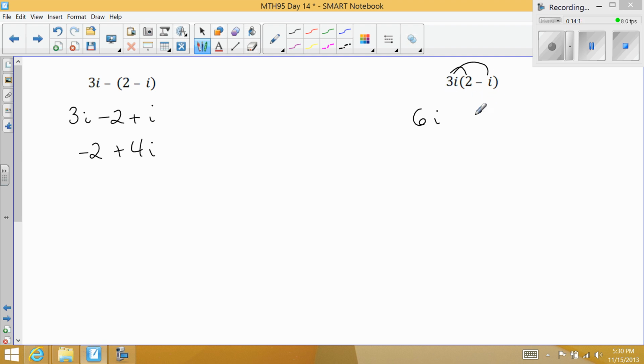3i times i will be 3i squared, and then we need to bring down the subtraction. So we've got 6i subtract 3i squared. i squared is equal to -1. Subtract 3 times -1 would give us subtract -3, or plus 3. And then again, it's customary to write the real part first and the imaginary part second.